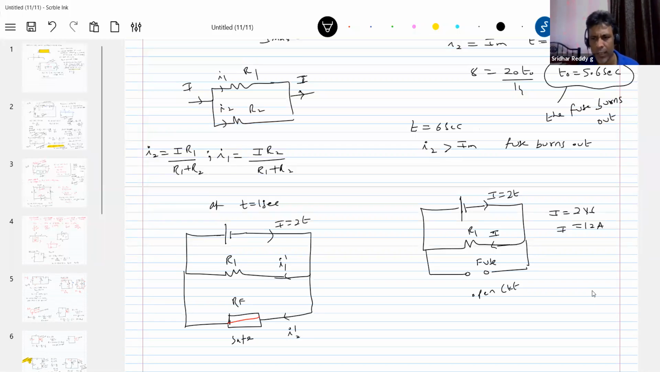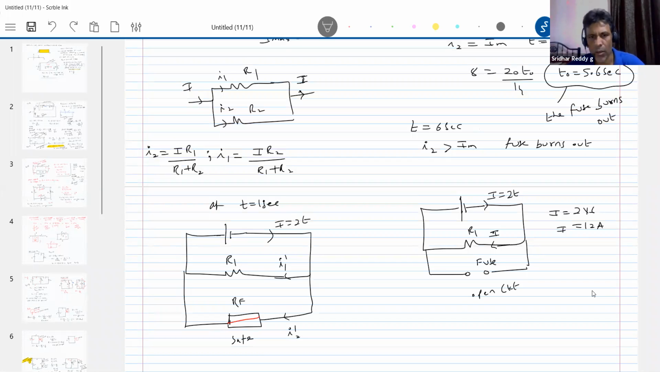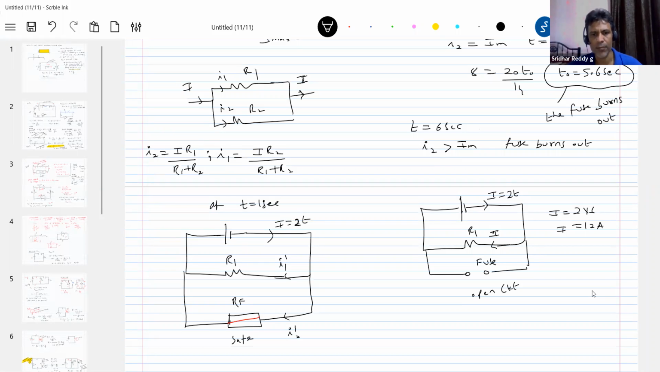Just stick to the basics: KCL, KVL, series, parallel. Nothing big, no new ideas will be there. Everything will just revolve around the basic formulas you learned.